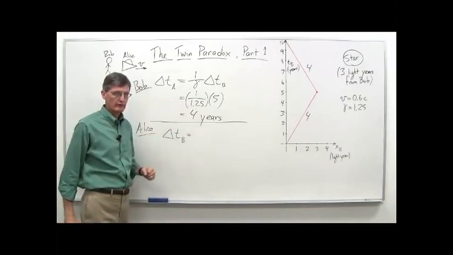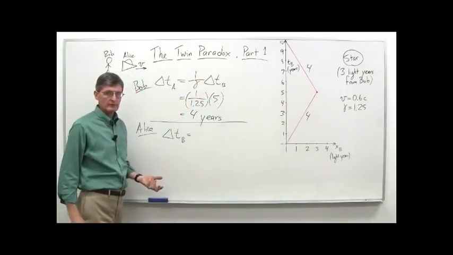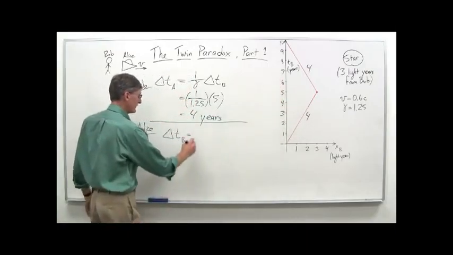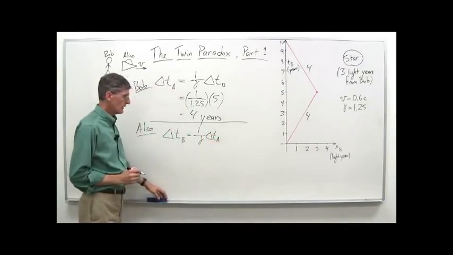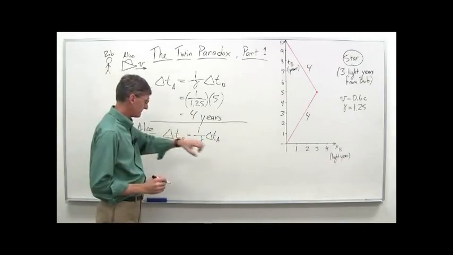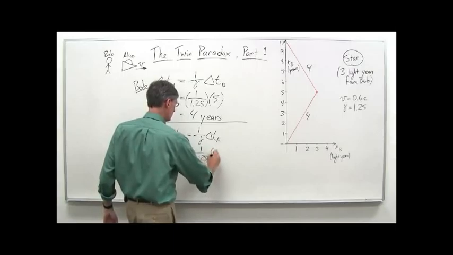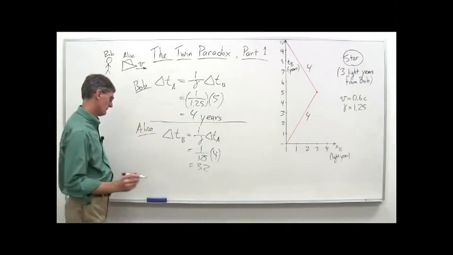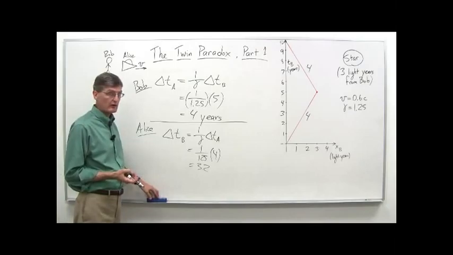My clock's ticked off 4 years. We both agree on that because that's what my clock read when I got there. But I see your clocks ticking more slowly during my trip out there. If I do comparisons along the way, I see them actually doing 1 over gamma delta TA. And so if you do delta TA equals 4, so this is 1 over 1.25, and this is 4, you get 3.2. That's it, something like that. 4 divided, yeah. Okay, 3.2 years. So she sees his clocks tick off 3.2 years there.